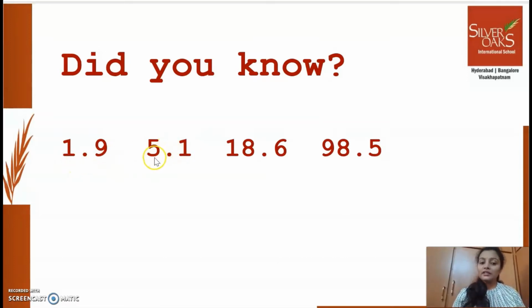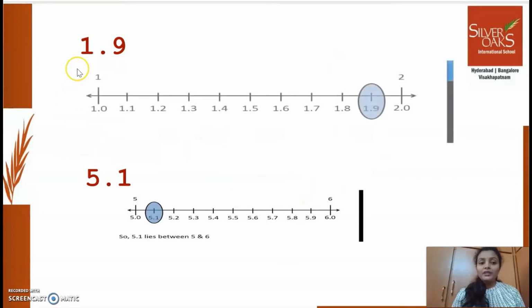5.1 is more than 5 and less than 6. 18.6 is more than 18 and less than 19. 98.5 is more than 98 but less than 99. So, to represent 1.9 on the number line, this is how we have to write.